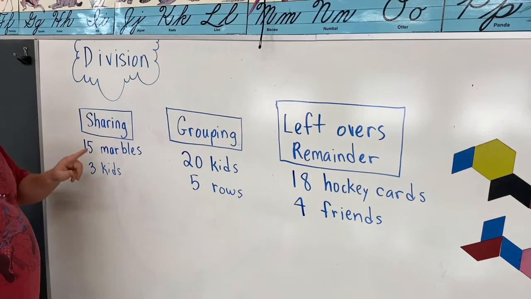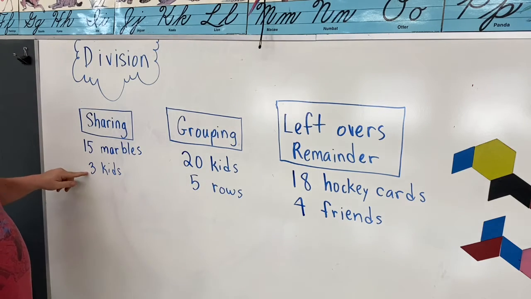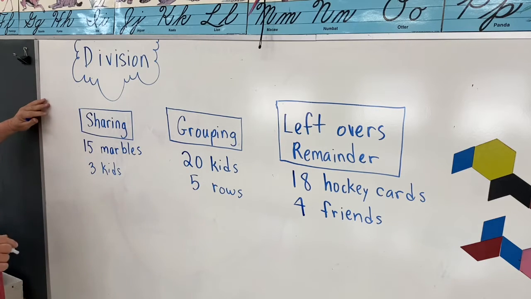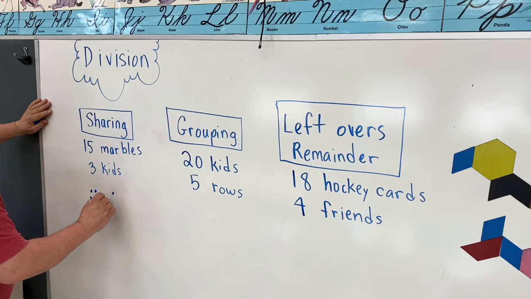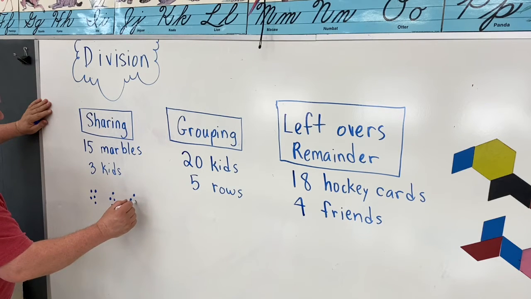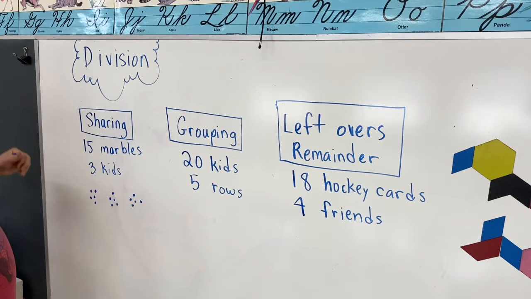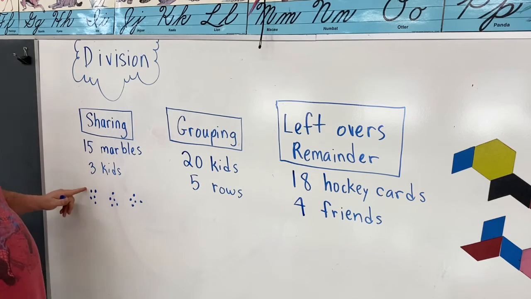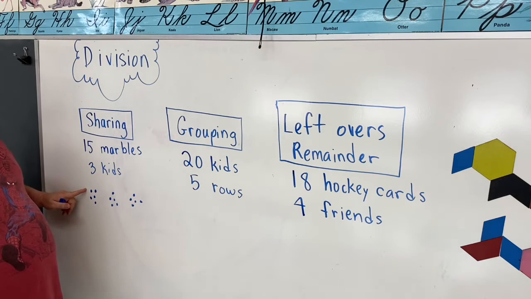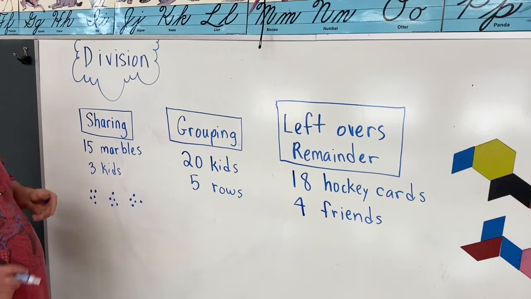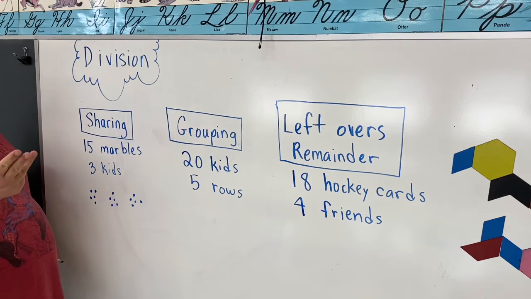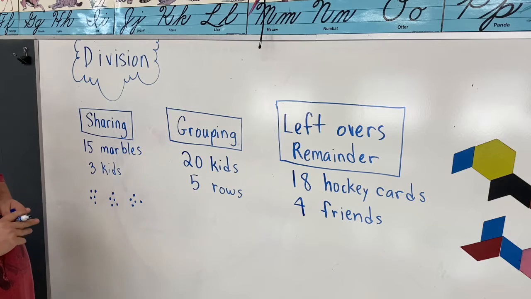If we have 15 marbles and 3 kids, it would look like this. Here's what a picture would look like. So each kid would get 5 marbles. A good way to do it is if you say, count by threes, 3, 6, 9, 12, 15, we know our answer is 5.